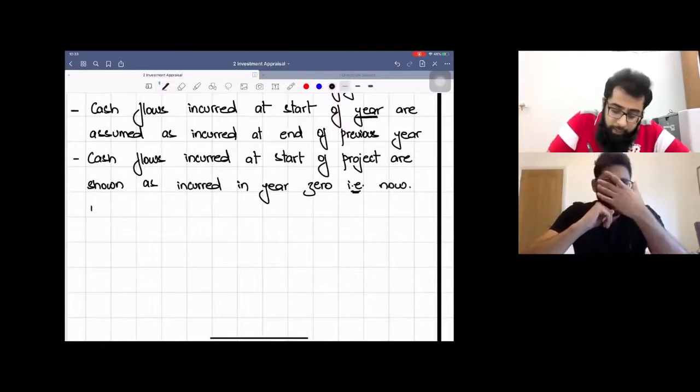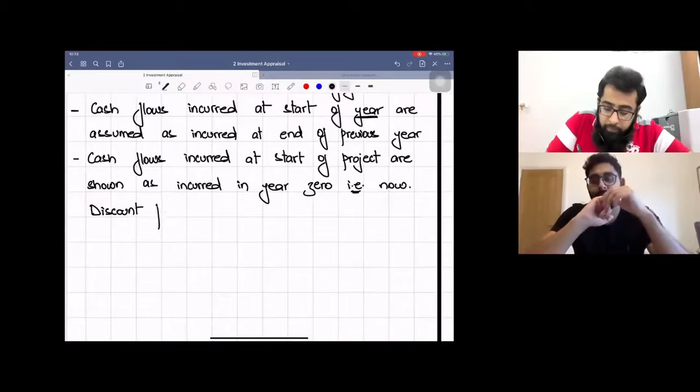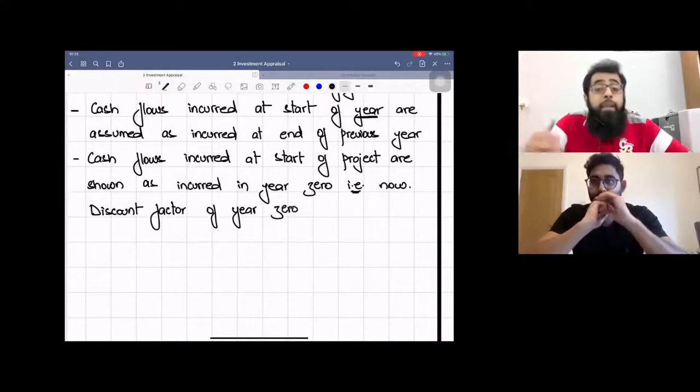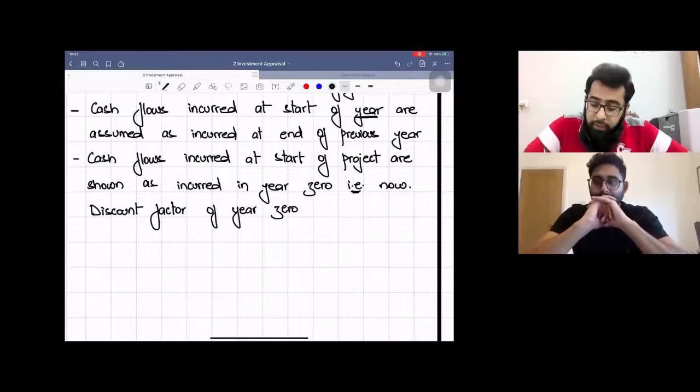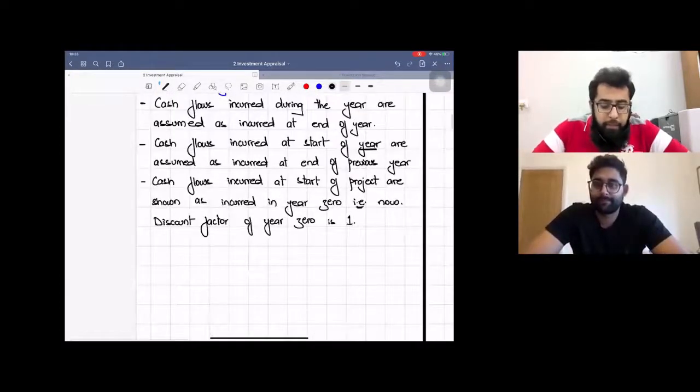Okay. Discount factor of year 0 is 1. Now, what do you mean by 1? 1 means that present value and the future value will be same. Discount factor of year 0 is 1. Okay, so these are some basic assumptions.